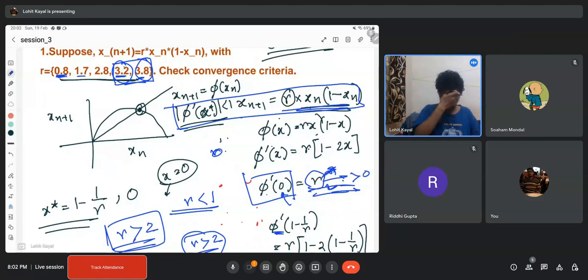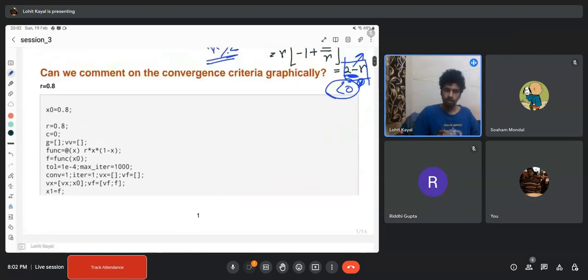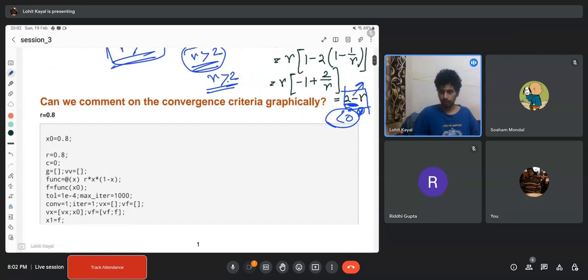Now I have developed a code for all these r, and you will see how, using this code, we can find the convergence criteria. First let me give a brief theory of that. My function is x n plus 1 equal to phi of x n. So this is my function.